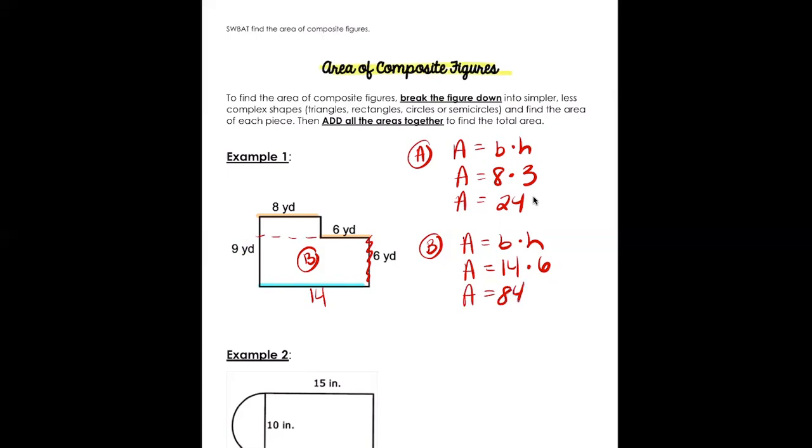So we have 84 and we have 24. Add them together. 84 plus 24 is still 108. So like I said, either way you cut this figure, you're going to get the same area. It's 108 yards squared.